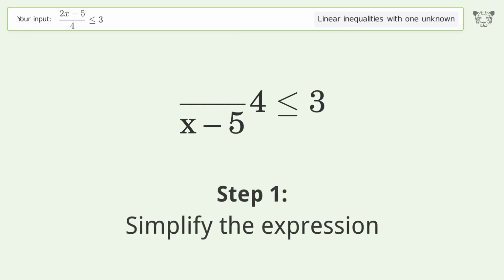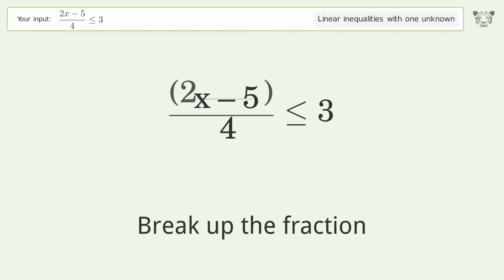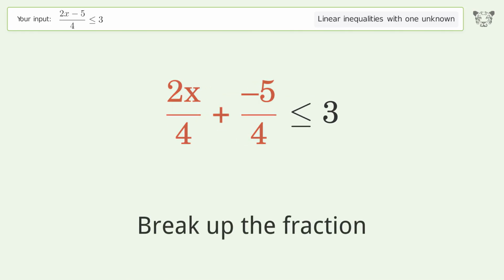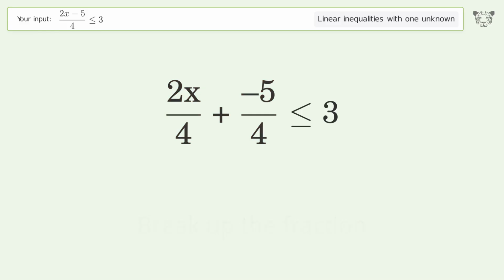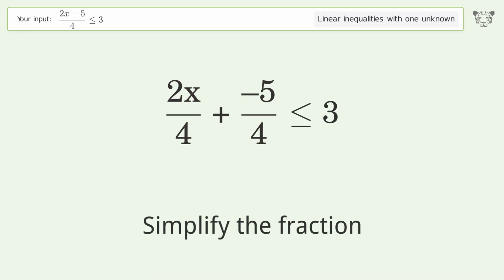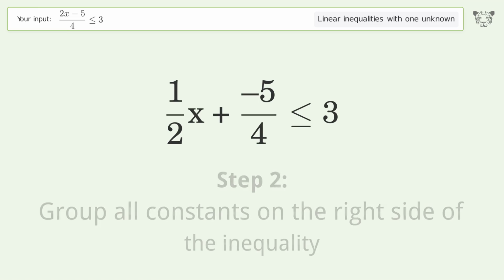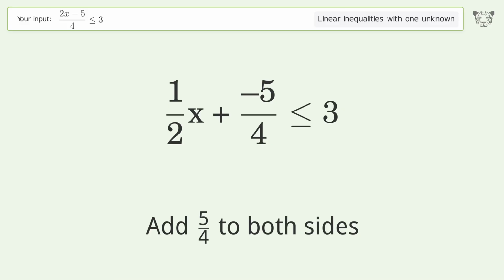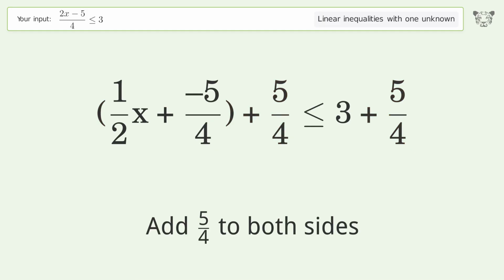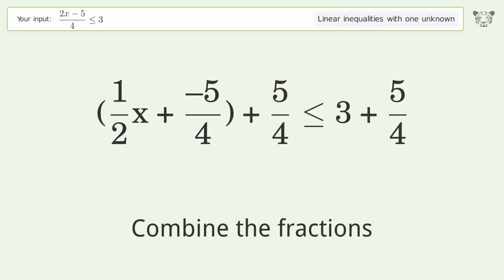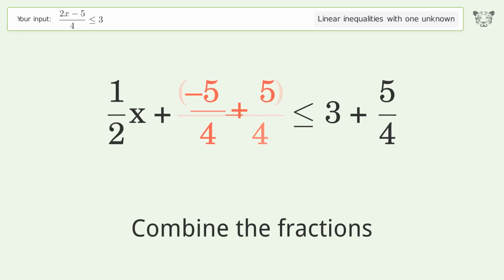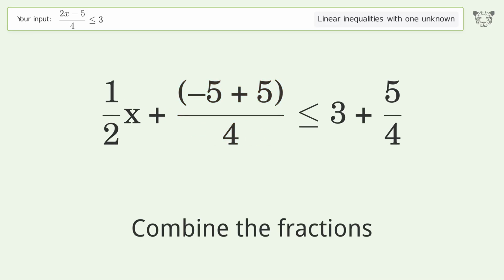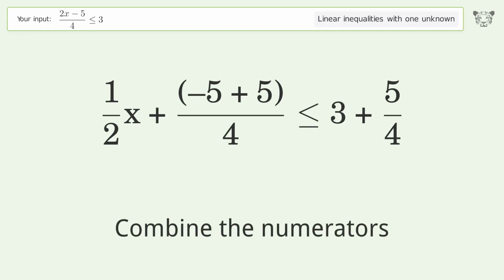Simplify the expression. Break up the fraction. Simplify the fraction. Group all constants on the right side of the inequality. Add 5 over 4 to both sides. Combine the fractions. Combine the numerators.